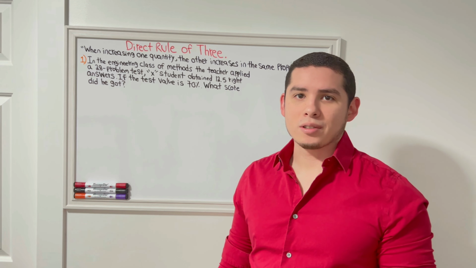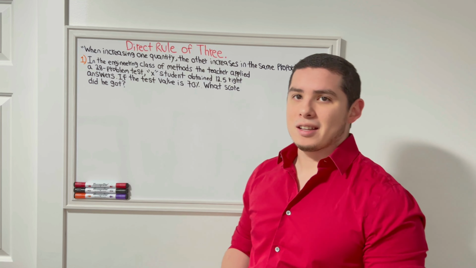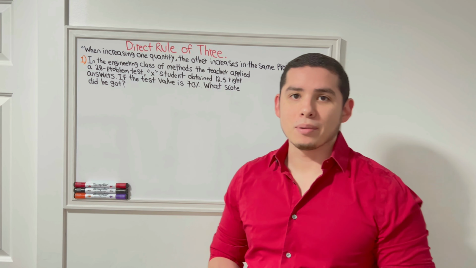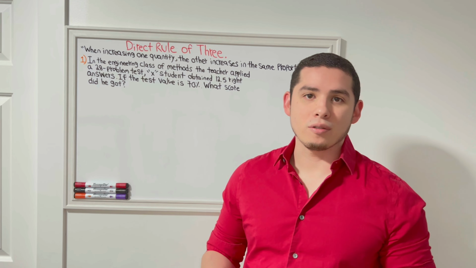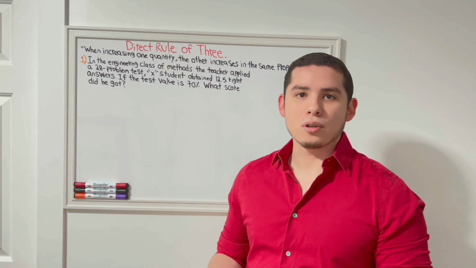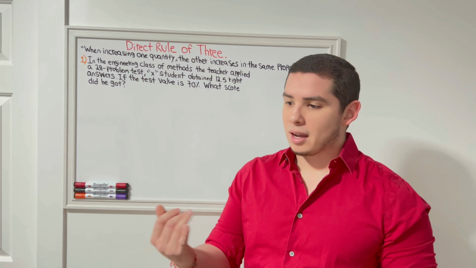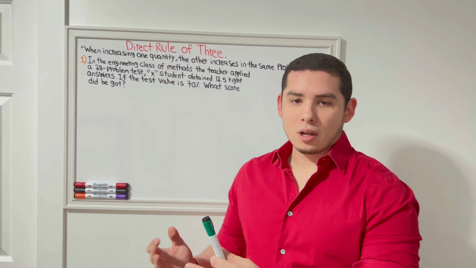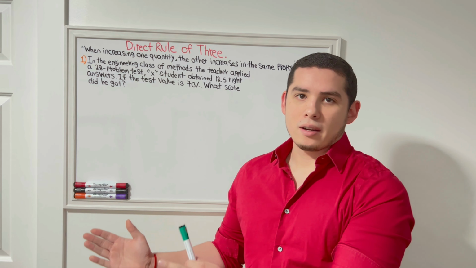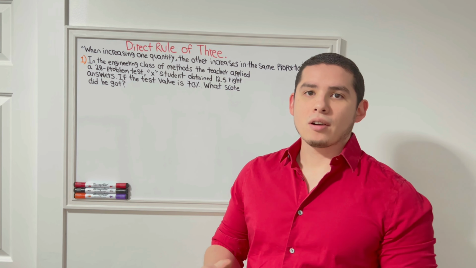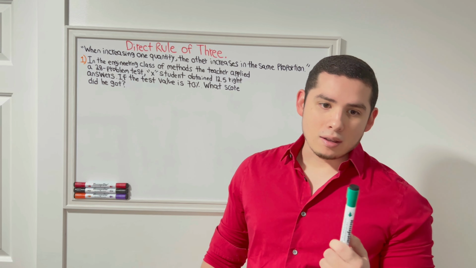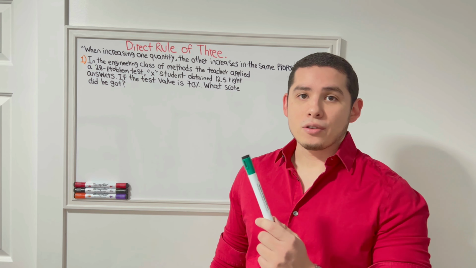Perhaps you may be asking yourself, why do I call it a direct rule of three? Well, the answer is quite simple. It's because there are three types of rule of three: the direct, the inverse, and the multiple variable rule of three. In this video, we're gonna cover direct rule of three. In other videos, I'm gonna talk about the other two.